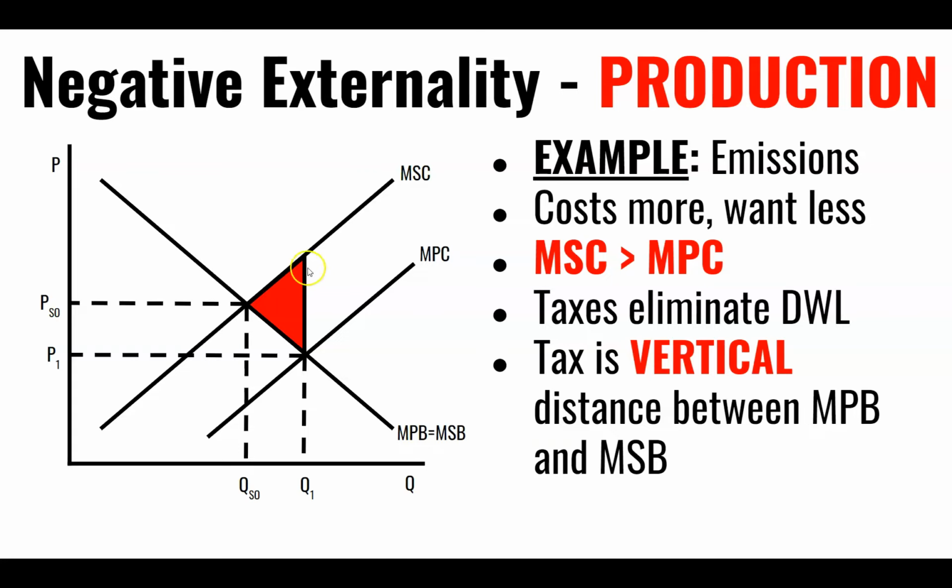And again, that tax would be the vertical distance between the marginal social cost curve and the marginal personal cost curve. And our deadweight loss is that arrow pointing from the quantity we are producing at and pointing to the optimal output.